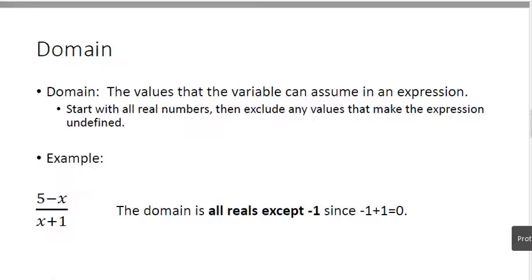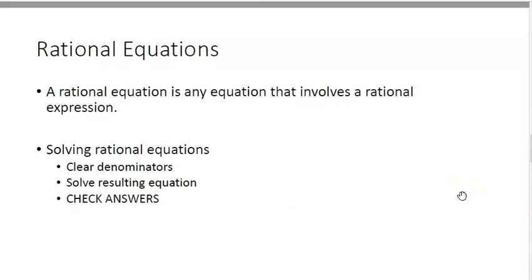And for rational expressions, that's what we need to worry about. So my method of solving rational equations always involves thinking about the domain first, so that you know which values would be no good for your variable. Again, a rational equation is any equation that involves a rational expression, so you'll see a variable in a denominator. The method we're going to use to solve is to clear out denominators, solve whatever kind of equation you have, and then check your answers, meaning check your answers with the domain, not just check to make sure that you've solved correctly.